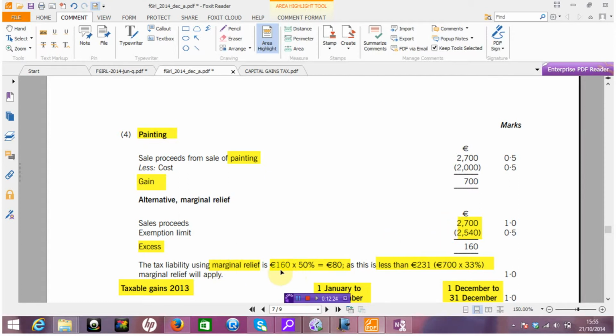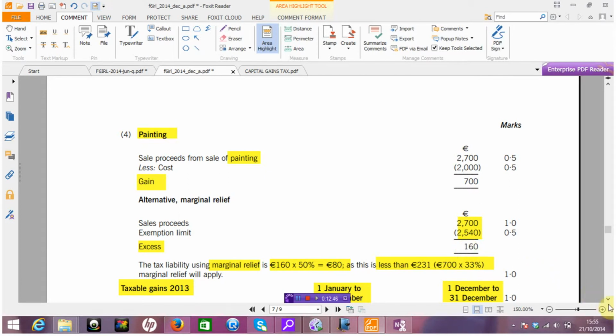So what you'll see that they do here is they say, well, the difference is 160, 50% of that is 80, and therefore that element, i.e. the 80 euros, is in fact the tax payable rather than the tax based on the gain above. Okay, so in effect we're restricting the tax payable in this particular case.